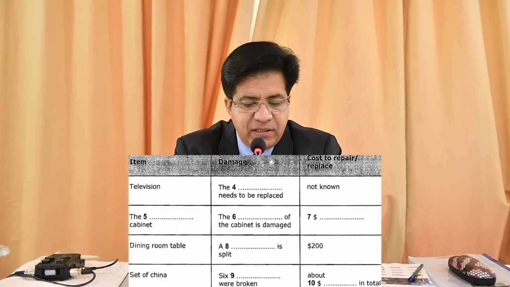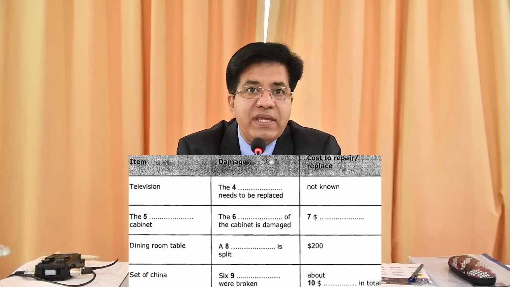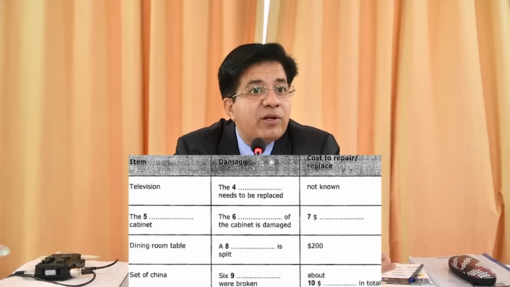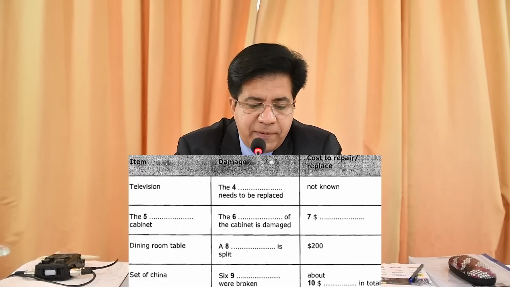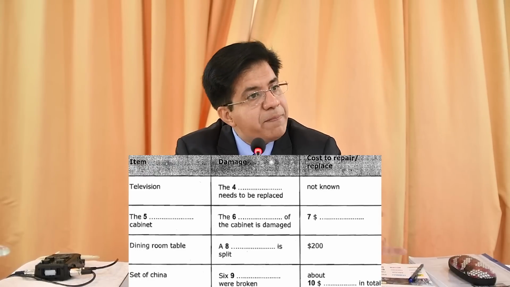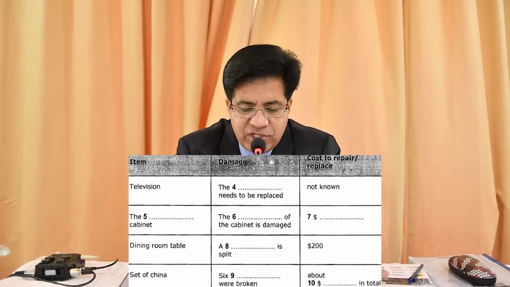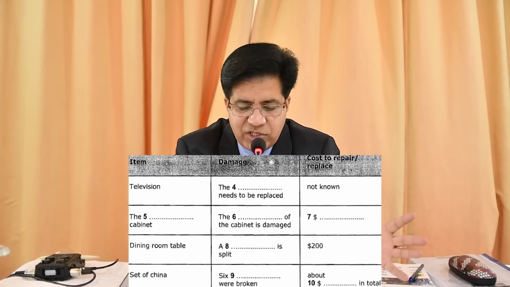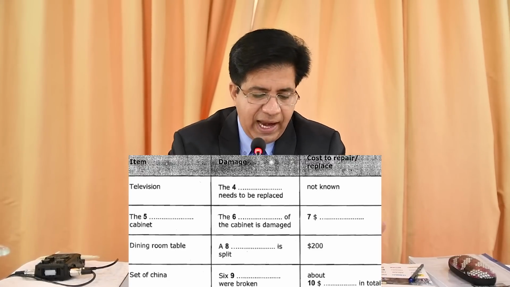We go on. Questions 4 to 10. Complete the table below. Write one word and or a number for each answer. Now we have one word, and the question type is table completion. Okay. In the table, you can see there are 3 columns. What is the first column? Item. Second, damage. And third, cost to repair or replace. So item, there is 1 question. In damage, there are 4 questions. And in cost, there are 2 questions. So cost is very easy. It will be an amount. Damage, they will tell us what was the damage. And item, they are going to tell us.